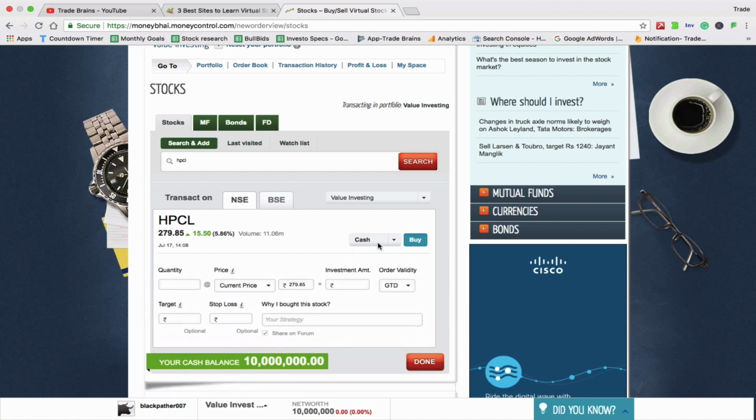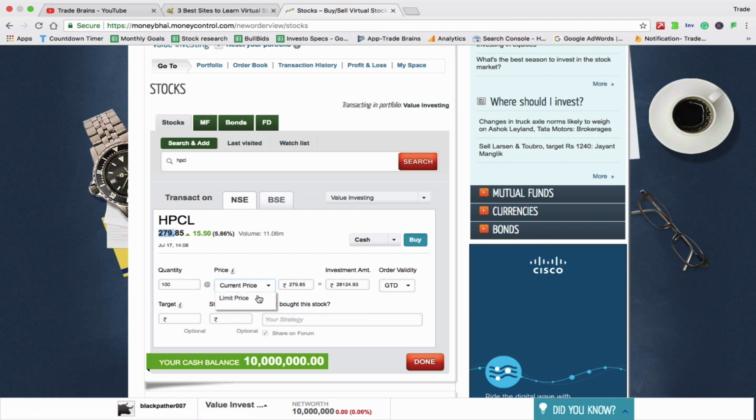Then it will ask you to write the quantity. So you have 1 crore rupees, you can buy whatever quantity you want. For simplicity we are choosing 100 quantity. And then there is the option of price. For price there are two options, current price or limit price. Let's say you want to buy that stock at rupees 279, which is the market price of the company, then you can select current price. However, if you want to buy this stock only when the stock price is at rupees 278 or 275, whatever you want, then here you can place a limit order.